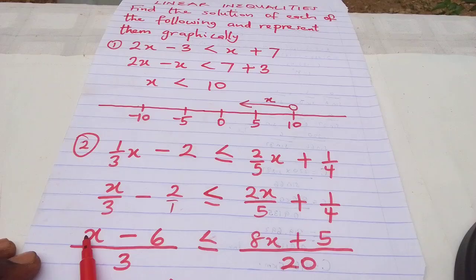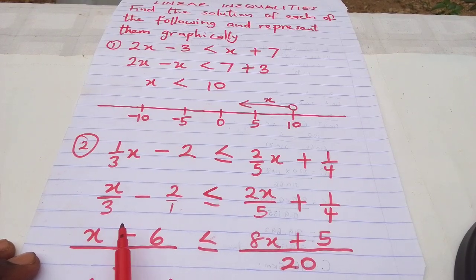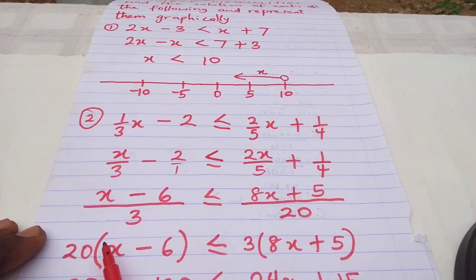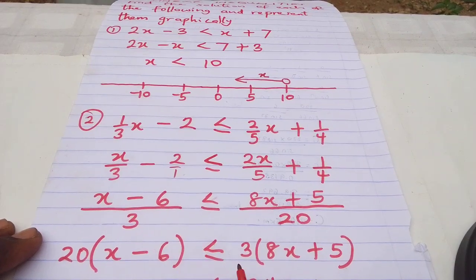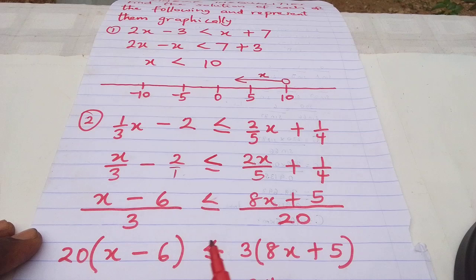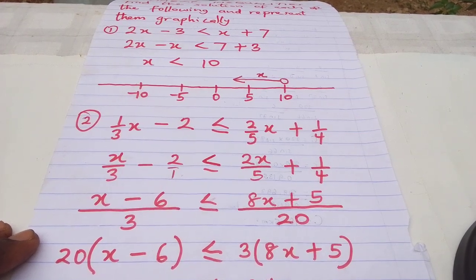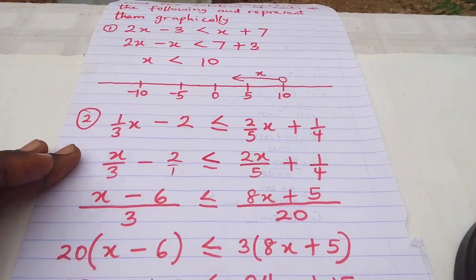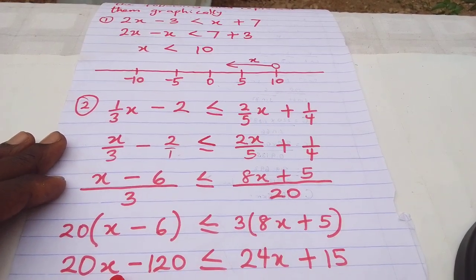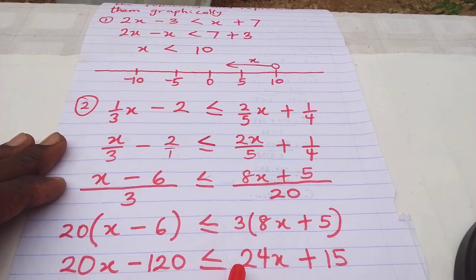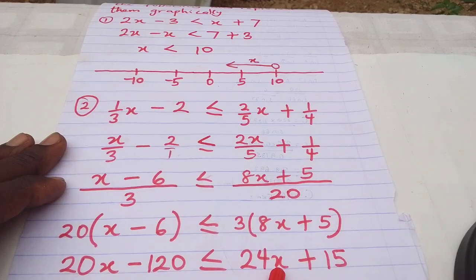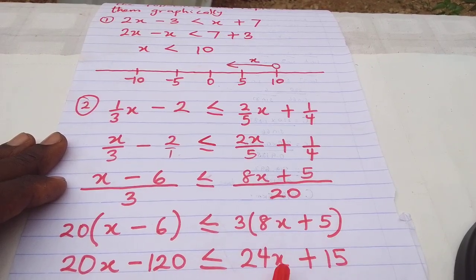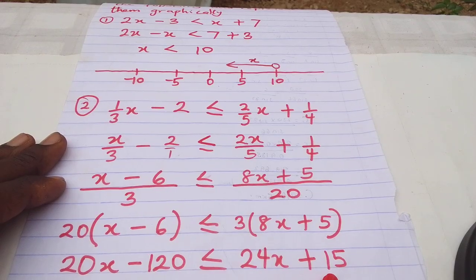Bring this 20 to come and multiply x minus 6 and this 3 to multiply 8x plus 5. So we are having 20 times x minus 6 less than or equal to 3 times 8x plus 5. So from here, we need to open the bracket. So 20 times x will give us 20x minus 20 times 6 will give us 120 less than or equal to 3 times 8 gives us 24x plus 3 times 5 gives us what? 15.